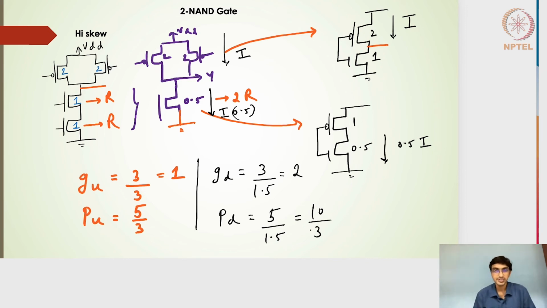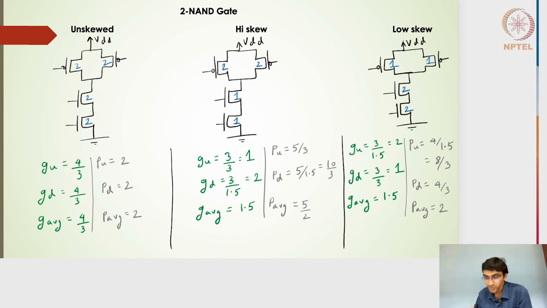Hope this is clear for a 2-input NAND gate. So we have two different benchmark inverters. For evaluating the logical effort for the going up signal, we have the benchmark inverter as 2:1. For the logical effort for the going down signal, we have the benchmark inverter as 1:0.5. Okay, moving ahead. So for a 2-input NAND gate, I have this unskewed, high skew, and low skew.